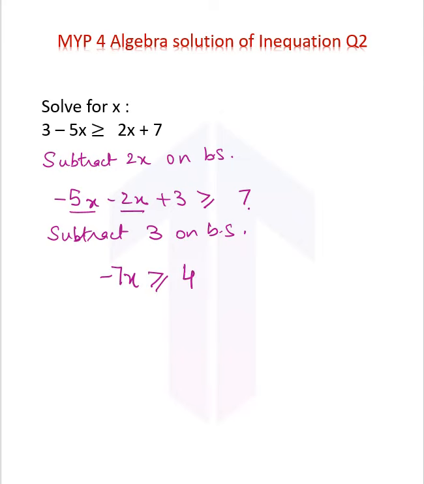Now divide by minus 7 on both sides. When we divide by a negative number, the inequality sign reverses. So we have minus 7x divided by minus 7 is x. The sign reverses, x is less than or equal to 4 upon negative 7. And that's your answer.